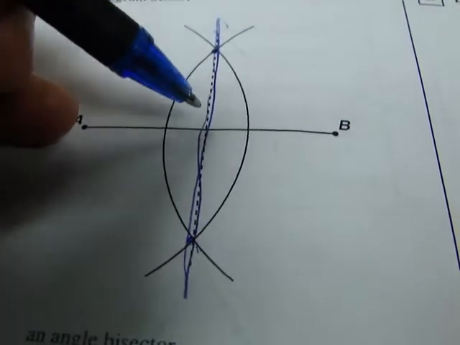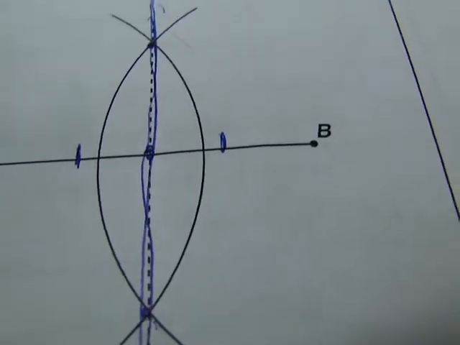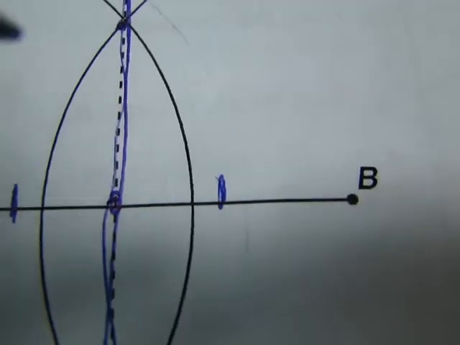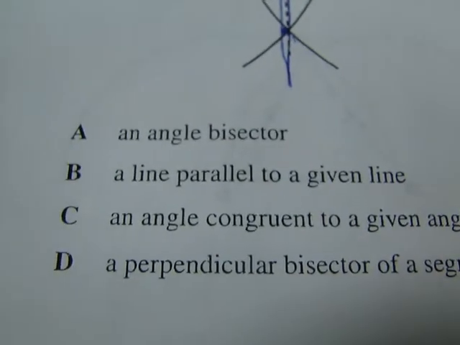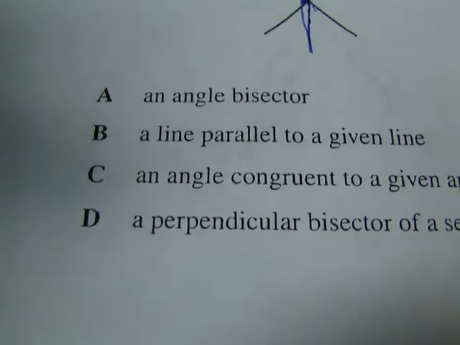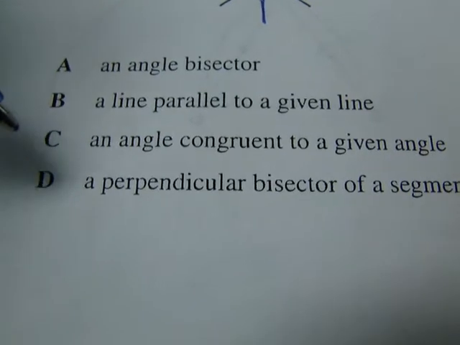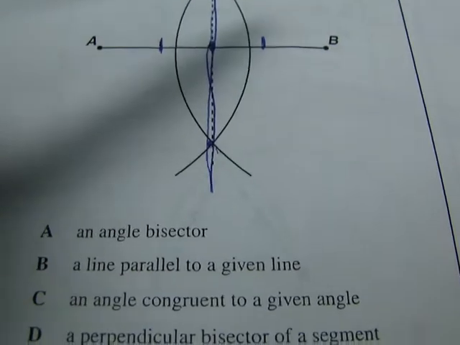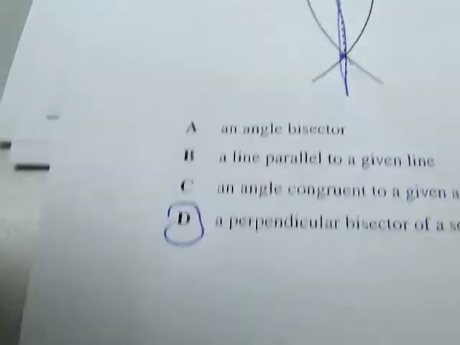When we connect them, the point here has to be exactly half the distance from A to B. So it bisects AB. If you look at the angle, it's clearly a perpendicular line. So what we should have here is a bisector that is perpendicular. So an angle bisector, no. A line parallel to a given line, definitely not. An angle congruent to a given angle, no. A perpendicular bisector of a segment. That's the one that makes sense. It cut the segment exactly in half and made a 90-degree angle. So the answer has got to be D.